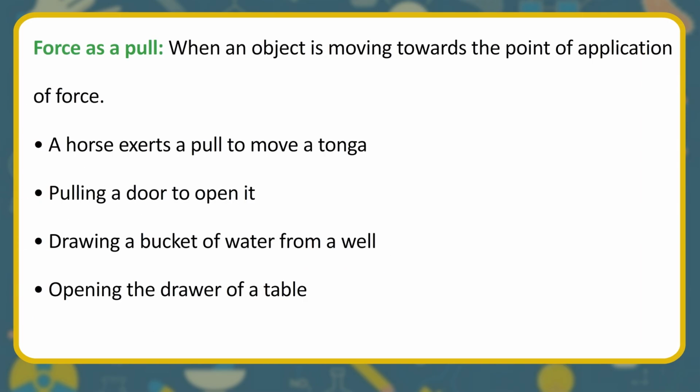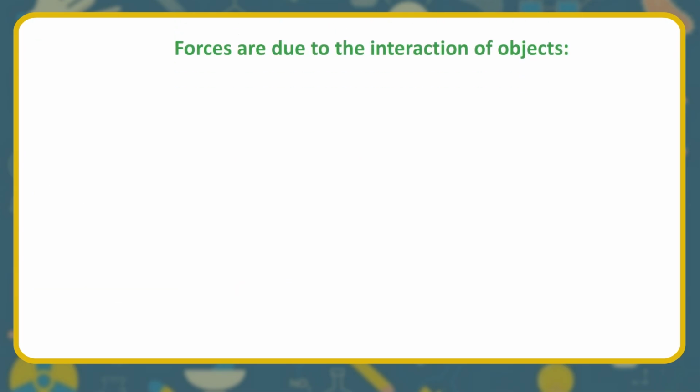Force as a pull. When an object is moving towards the point of application of force. A horse exerts a pull to move a tonga. Pulling a door to open it. Drawing a bucket of water from a well. Opening the drawer of a table. Forces are due to the interaction of objects.